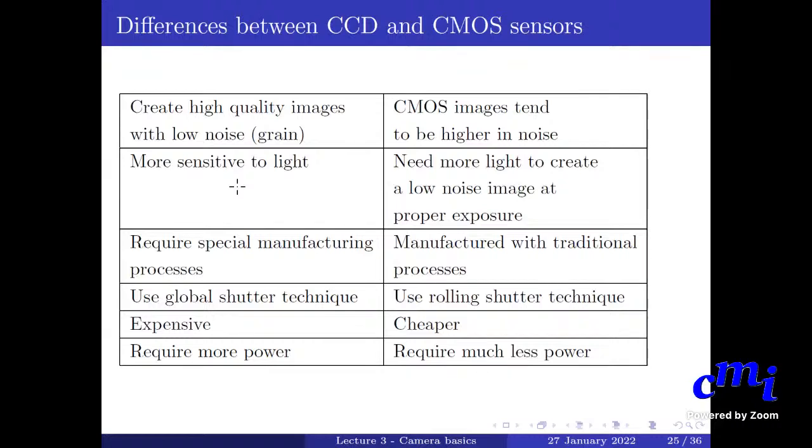And the CMOS, on the other hand, does not require such specialized processes, it can be manufactured using traditional processes, which I don't know what they are, but okay. And so they are cheaper. They also require much less power, which is why they are more popular in our everyday devices. So our mobile phones or laptops, whatever cameras you see on these devices, they all use CMOS sensors, not CCD sensors.